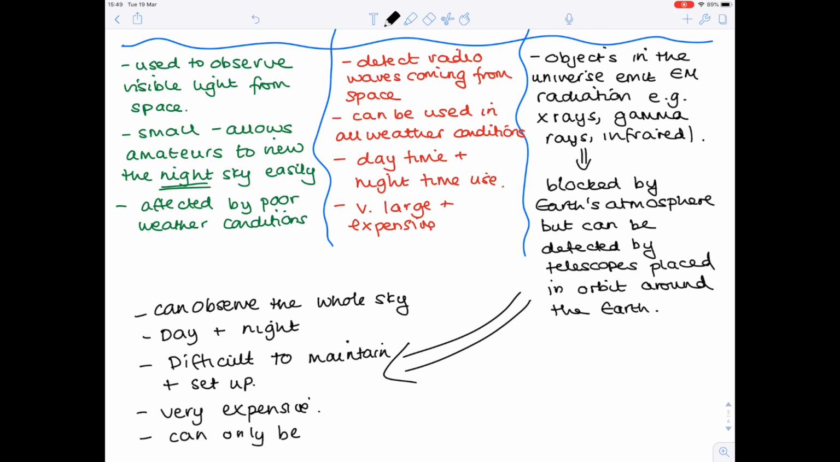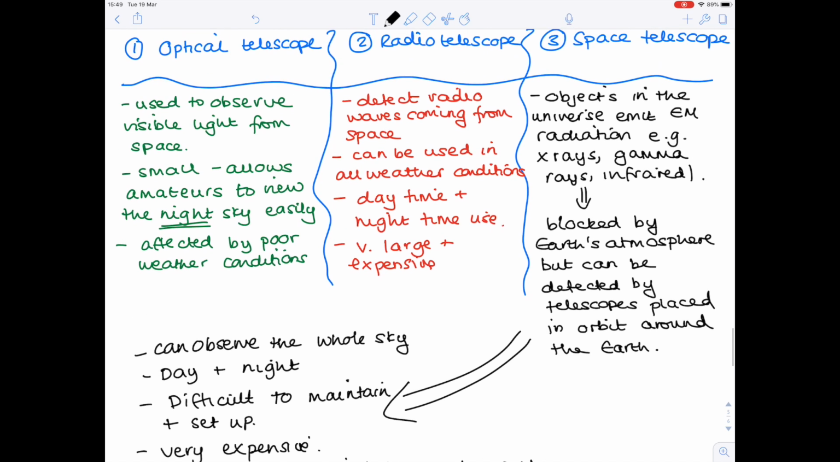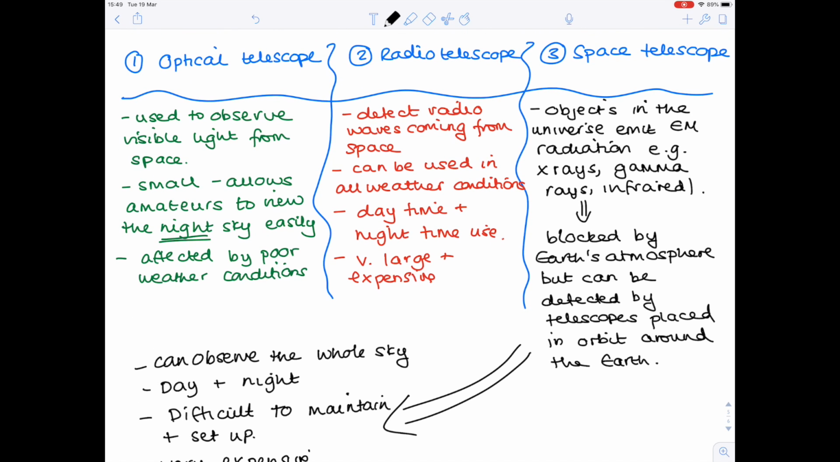So properly trained space people. So we've compared the three types of telescope: the optical telescopes, the ones that we'd use to observe the night sky, radio telescopes, and all the way up to space telescopes, which are the most technologically advanced.